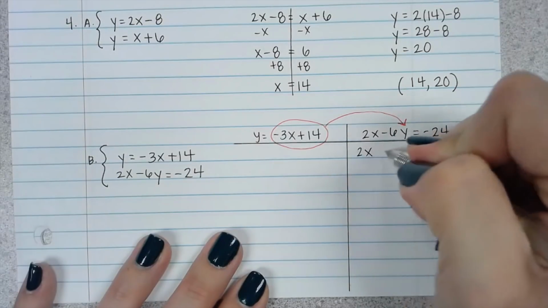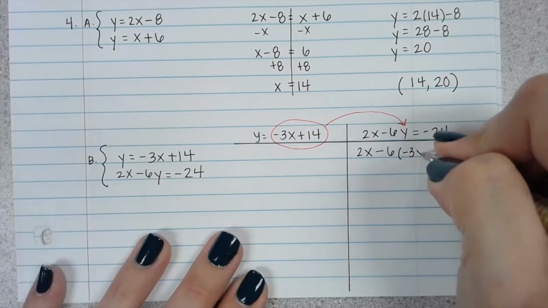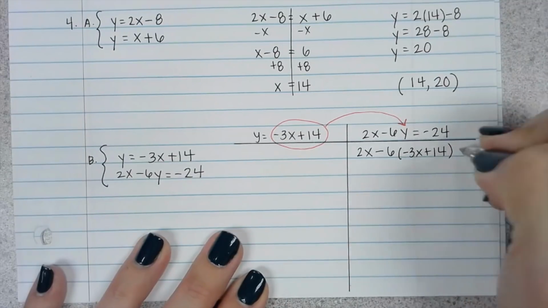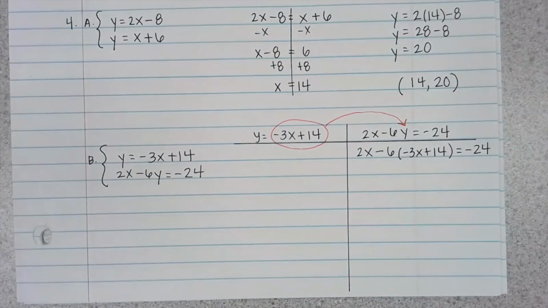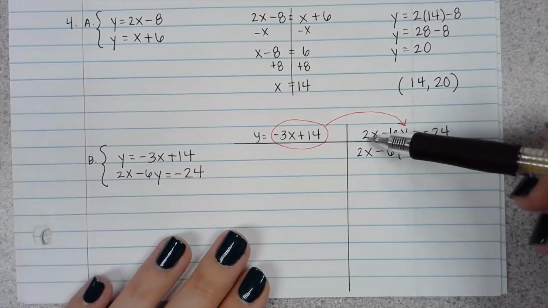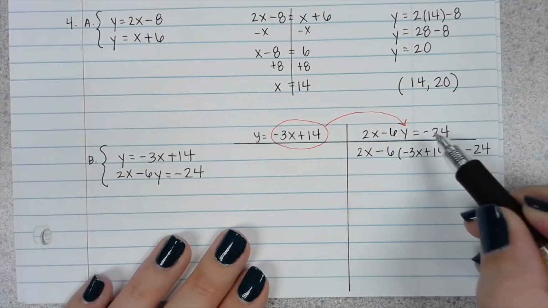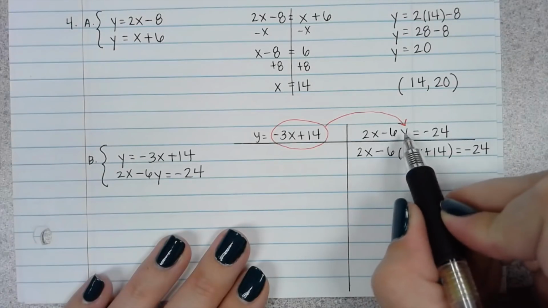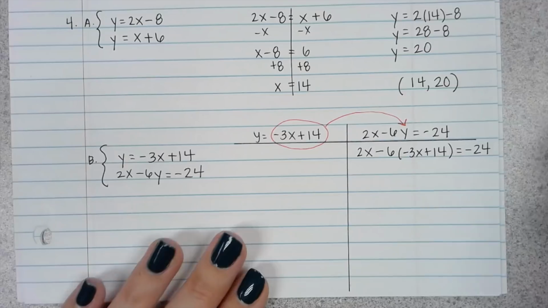So the 2 stays 2, the x stays x, the minus stays minus, the 6 stays 6, and then -3x plus 14 gets substituted in, the equal stays equals, and the -24 stays -24. So when you do substitution, you want to check and make sure that this matches, this matches, this matches, this matches. The equal sign matches and the -24 matches. The only thing that changed was the y came out, and this is going to go in for the y, and that's what I did right here.